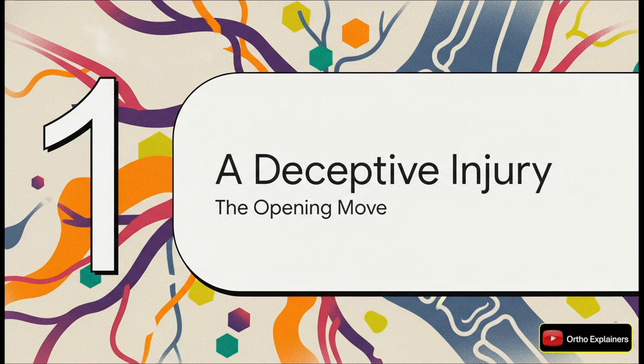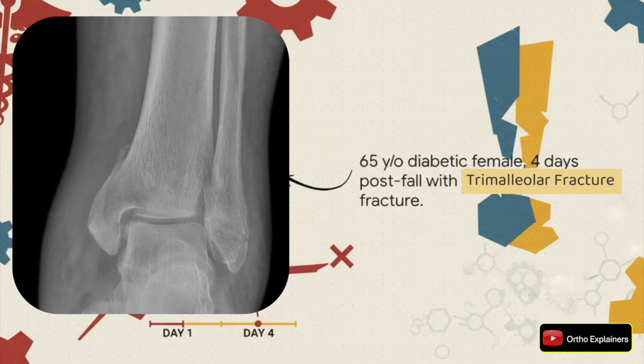Okay, so let's dive right in with a case. And this one, well, on the surface, it looks pretty routine. But trust me, as we're about to see, it's packed with lessons about just how deceptive these injuries can be. So here we have it, a 65-year-old woman, diabetic, who comes in 4 days after a fall. Now, you look at this x-ray and it's a familiar fracture pattern, right? A vertically oriented medial malleolar fracture with a trimalleolar fracture. But a couple of things should immediately set off alarm bells.